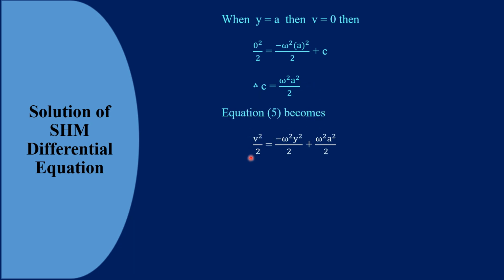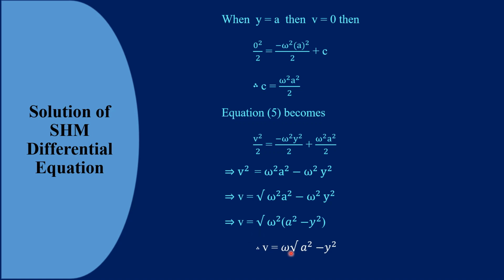Now substitute this value in equation 5. We get v square by 2 is equal to minus omega square y square by 2 plus c. C means omega square a square by 2. So this 2 gets cancelled. So v square is equal to omega square a square minus omega square y square. That implies v is equal to root over omega square a square minus omega square y square. So that implies v is equal to root over omega square into a square minus y square. Therefore, v is equal to omega into root over a square minus y square. So this is the velocity of the body.